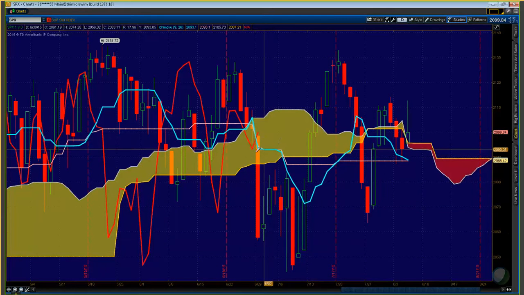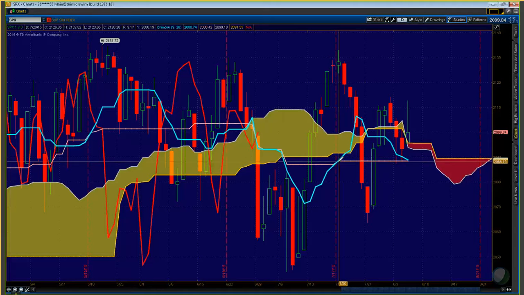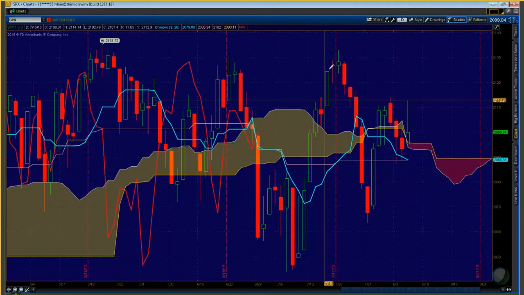We had a Tenkan Sen Kijun Sen cross inside the Kumo. That's considered neutral, and we're not sure what direction it's going to go. And as we can see, we kind of chopped around here. Tenkan Sen was acting as resistance as price action chopped sideways. We had a Tenkan Sen break, price breaking above it. We had a weak bullish Tenkan Sen Kijun Sen cross, which confirmed the change in direction, followed very quickly by a Kumo breakout. And here we go.